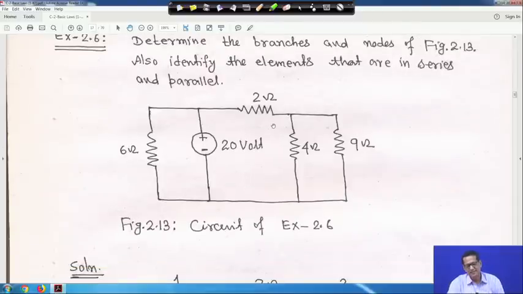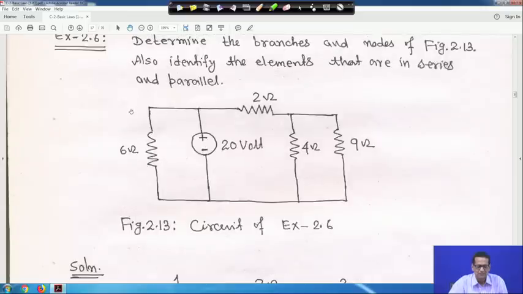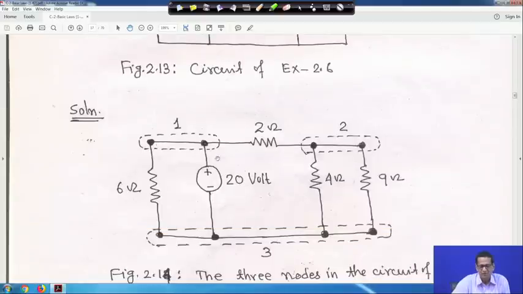So, another problem we take, this is example 6. So, here also this is another circuit. So, determine the branches and nodes of this figure 13, right. For example, also identify the elements that are in series or in parallel. So, here also if you look at this point and this point, this is wire only, and this can be clubbed together. Here also it is wire only, this can be clubbed together, right. I mean here it is shown, look, this is wire only, it can be clubbed together. So, here and here these 2 points are clubbed together.